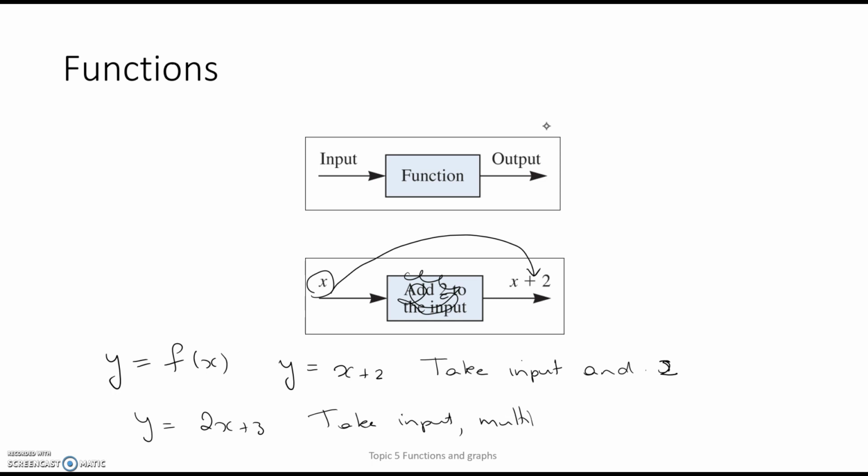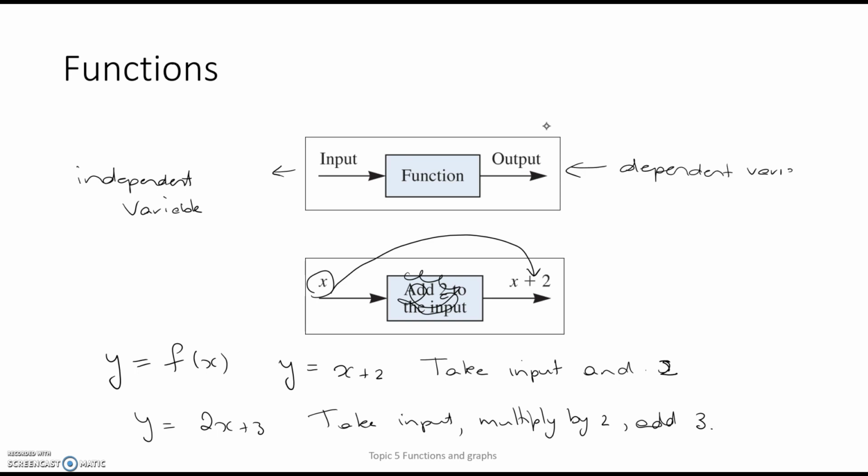multiply by 2, and add 3. So it's just taking a value, taking a variable, say x, manipulating it in some way to form y, or the output. Now the input is generally described or referred to as the independent variable, and the output is generally referred to as the dependent variable, because it depends on what you put in.